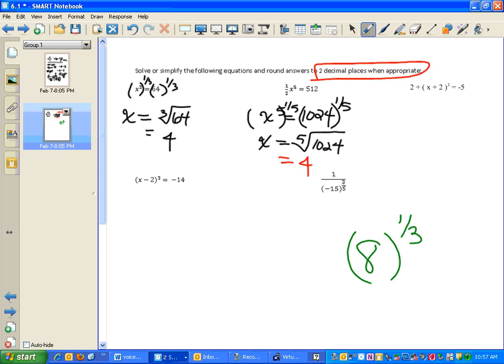Okay, what do I do on this next one? What do I do first? What do I do? Oh, if it's not on yours, write it on yours. Is it equal to -5? Yes.